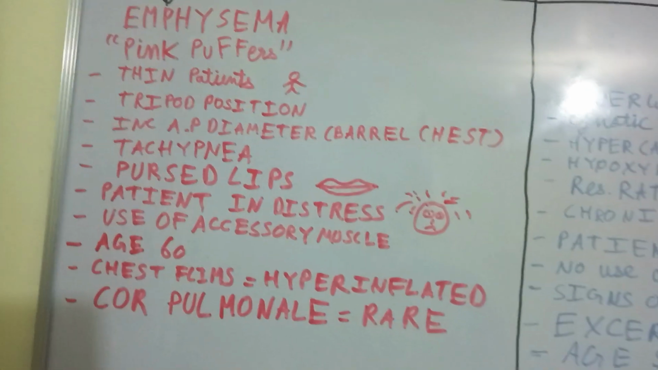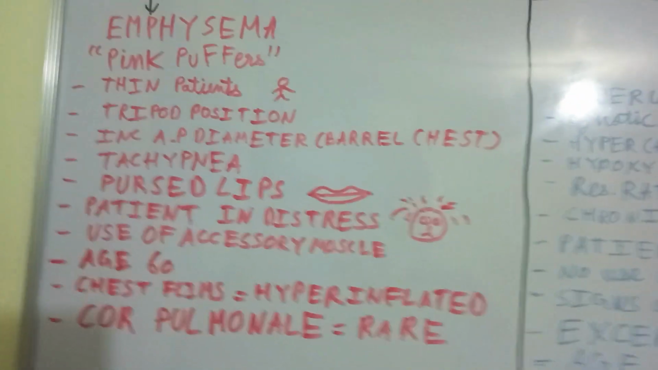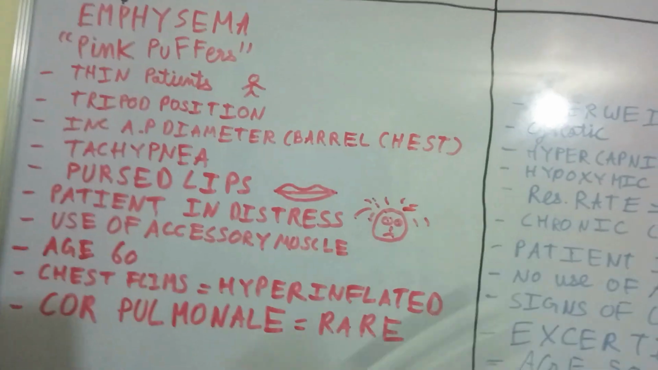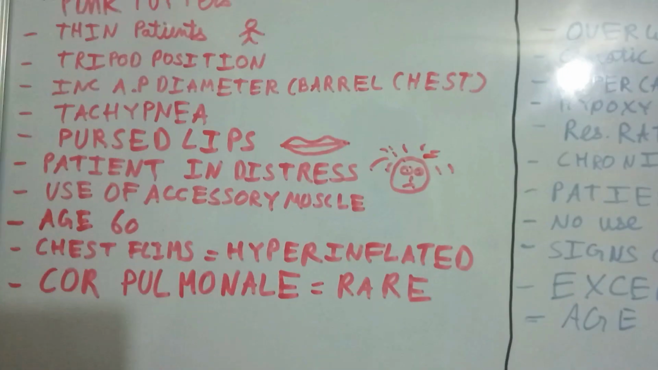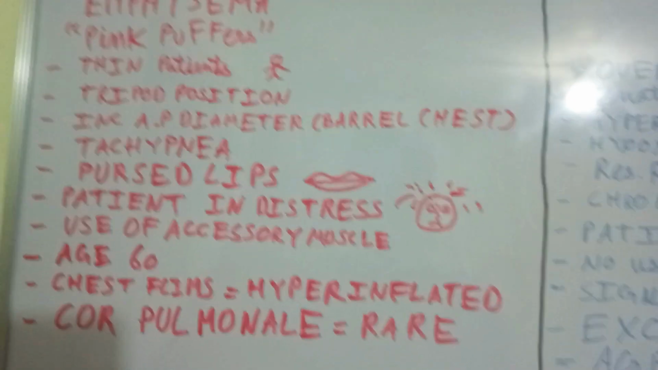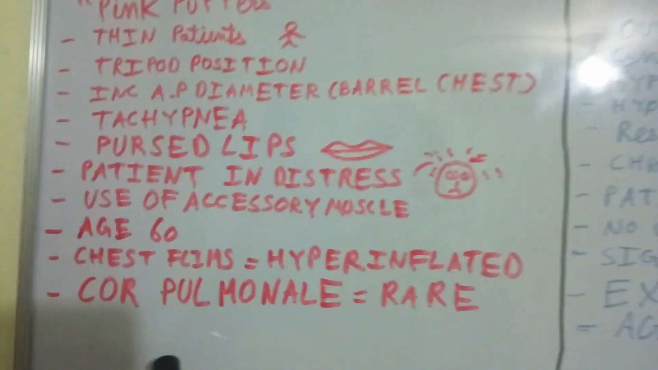Cor pulmonale in these patients is rare. It can happen, as I said, since these usually present with mixed symptoms of chronic bronchitis and emphysema. But cor pulmonale is rare.